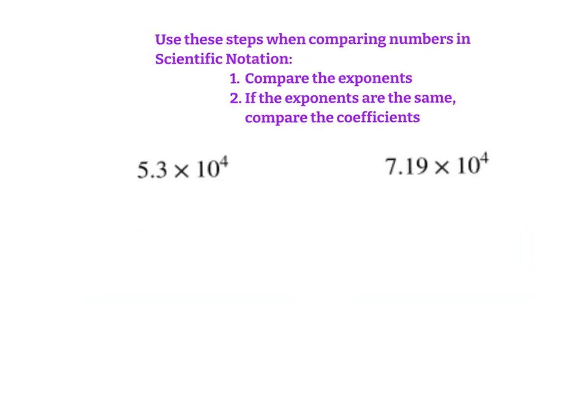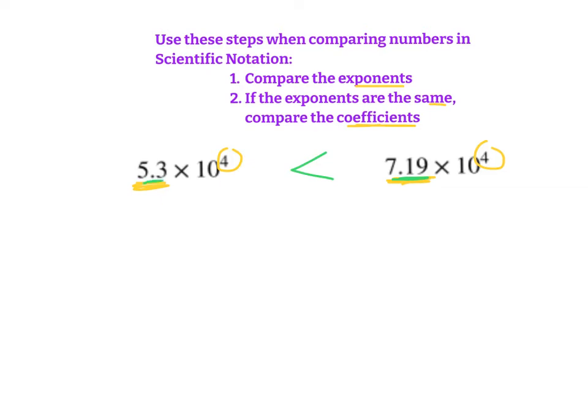So here we go, we're looking at the steps, compare the exponents. Now, in this example, the exponents are the same. Now that doesn't mean that these two numbers are equal. It means if they're the same, we have to look at the coefficients. So now we compare 5.3 to 7.19. In this example, 7.19 is going to be the greater number because that is bigger than 5.3.